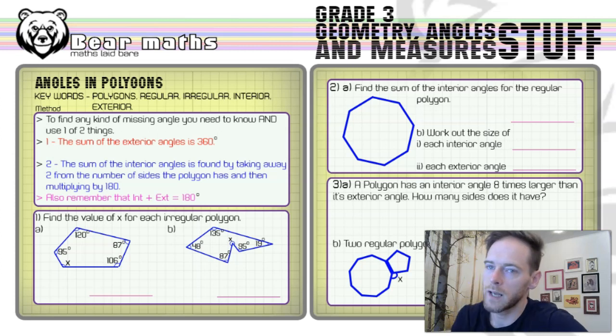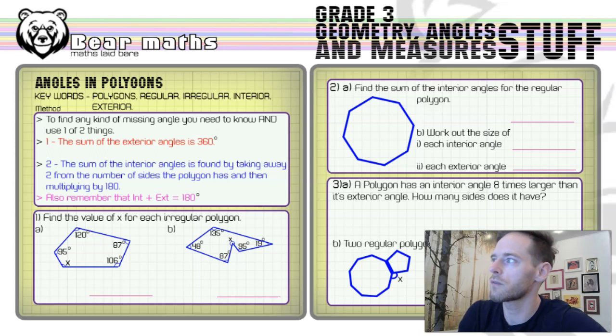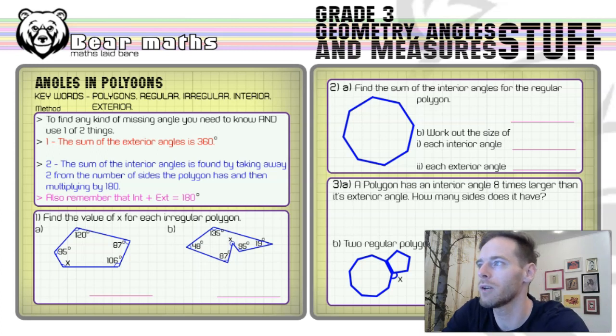This video is on angles in polygons, and the keywords I've got for you are polygons, regular, irregular, interior and exterior. Polygons are shapes that have got any number of sides with straight edges. Regular means that the side lengths will be the same and the angles inside them will be all the same as well. Irregular means that the side lengths and the angles will be different. Interior means the inside angle, and exterior is the angle on the outside of an extension of one of the sides.